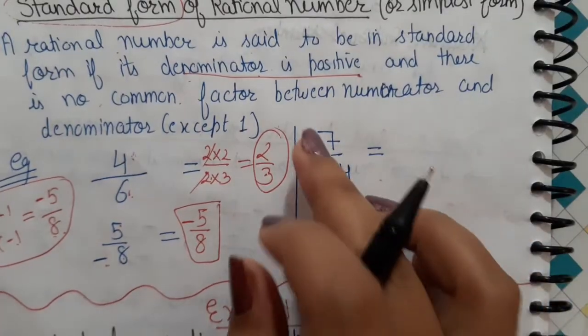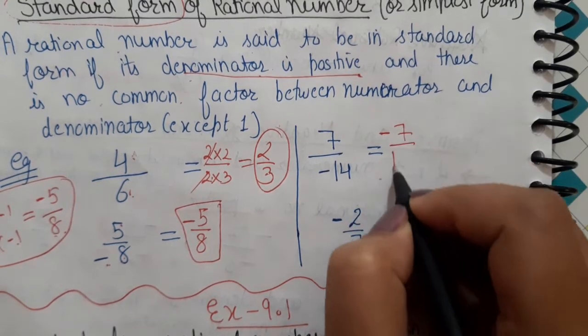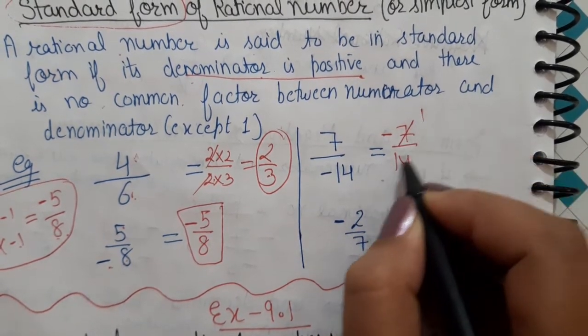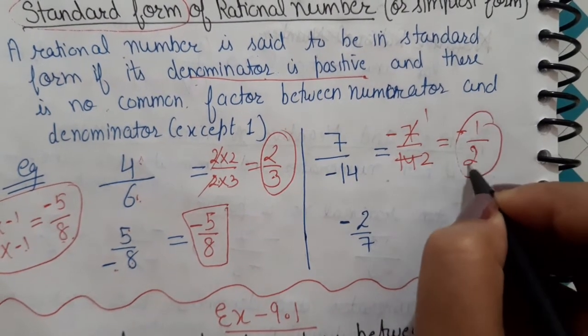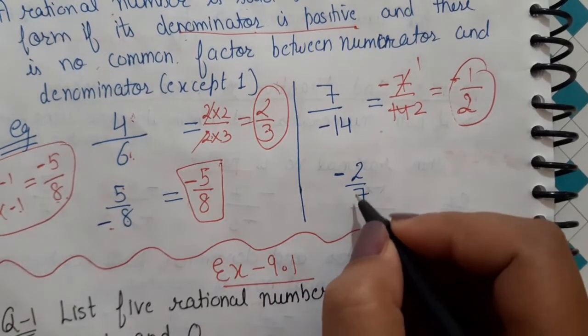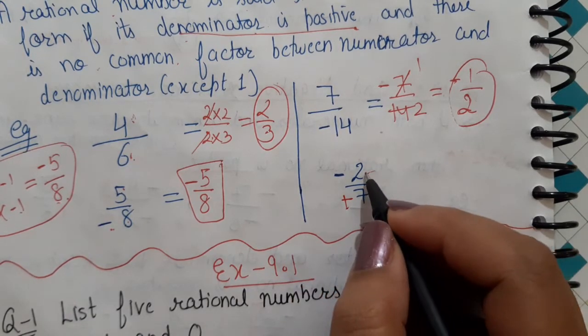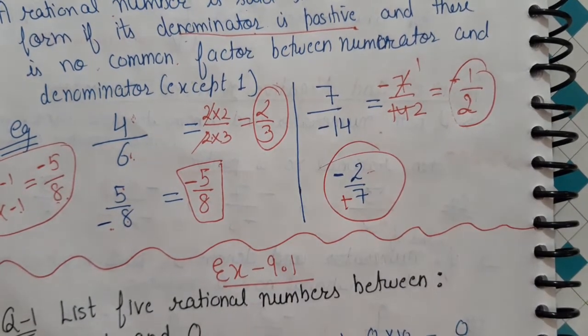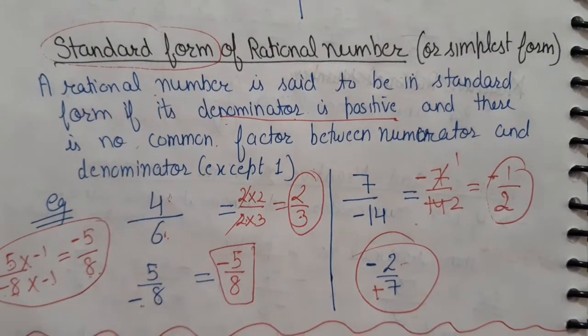Now 7 upon 14, first of all put the negative sign with the numerator. Now the common factor is 7. 7 ones are 7, 7 twos are 14. Minus 1 upon 2 is the standard form. Now check here, the denominator is positive and there is no common factor between 2 and 7. So this is already in the standard form. So minus 2 upon 7 is already in the standard form.